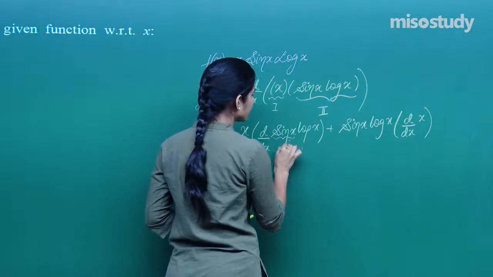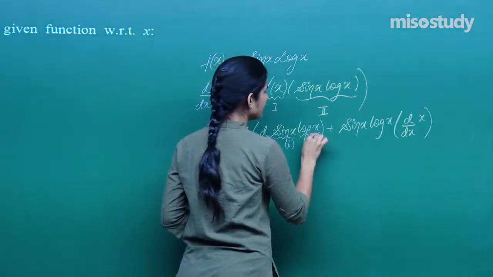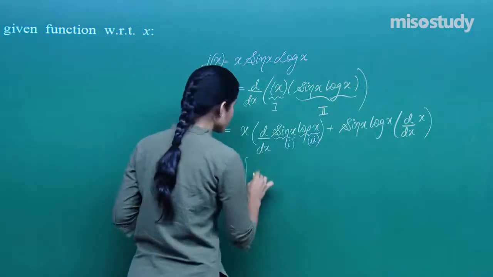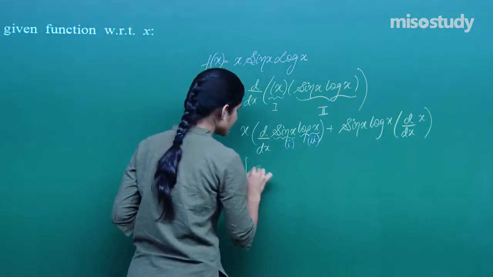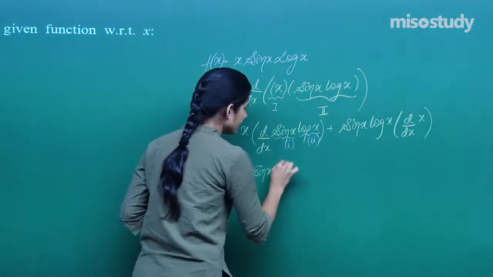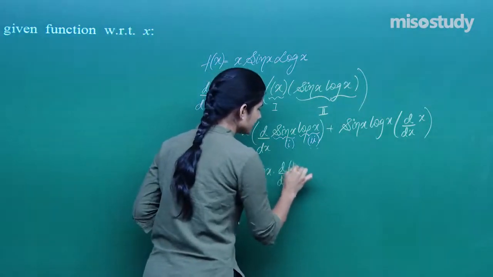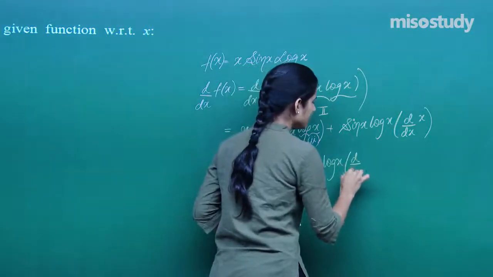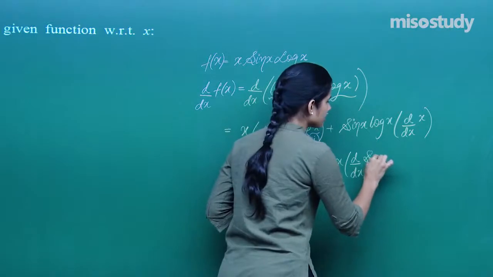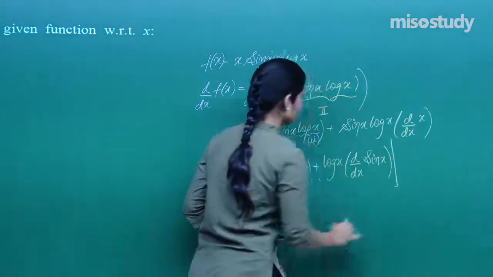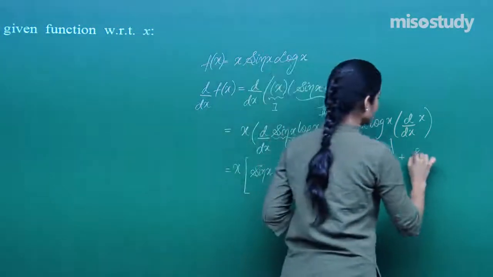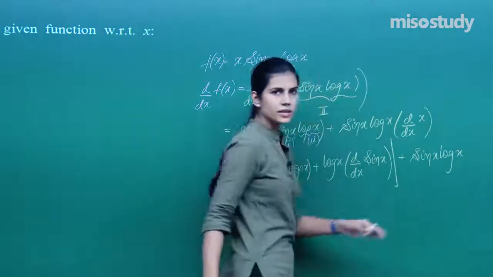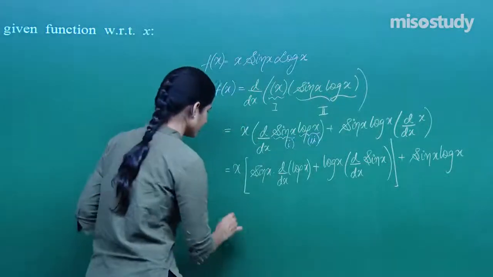Sin x I will be taking as first function, log x I will be taking as second function. Again product rule, d by dx of sin x into log x is first, sin x, into d by dx of log x, plus second into d by dx of sin x, plus sin x log x, d by dx of x is 1, so into 1 leaves it the same expression.